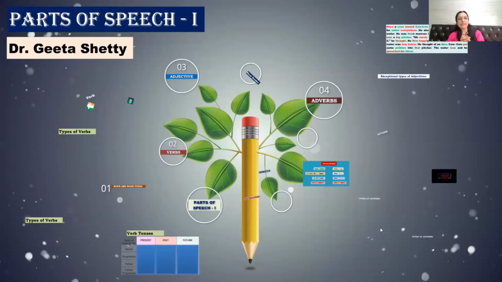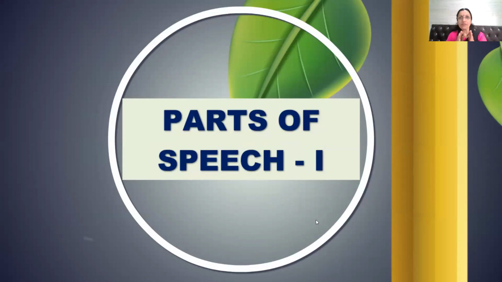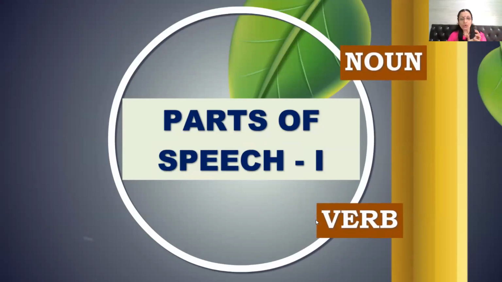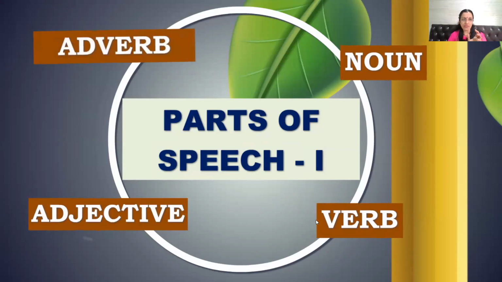Tell me if you can see this. Yes, ma'am, it's visible. So we will do the parts of speech in general. This is the first part of parts of speech. There are so many, so we have to do each one properly. In this presentation we are going to do noun, verb, adjectives, and adverbs.